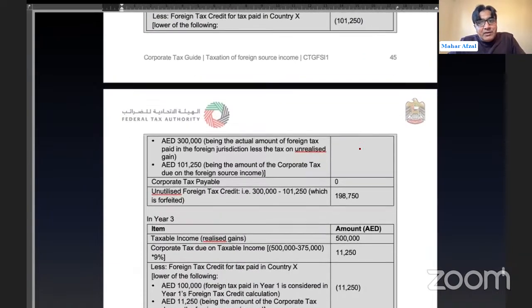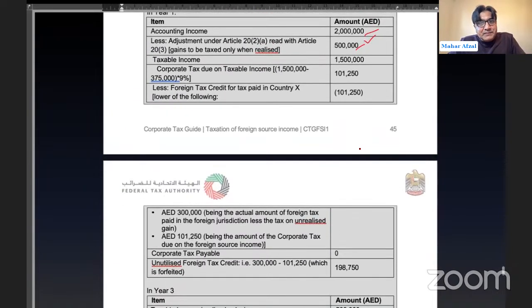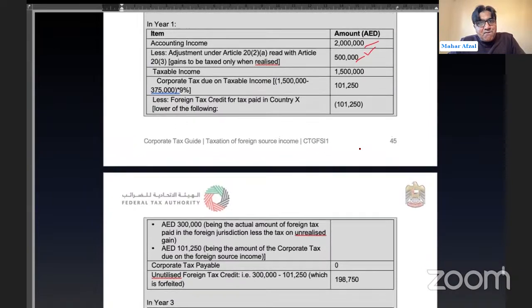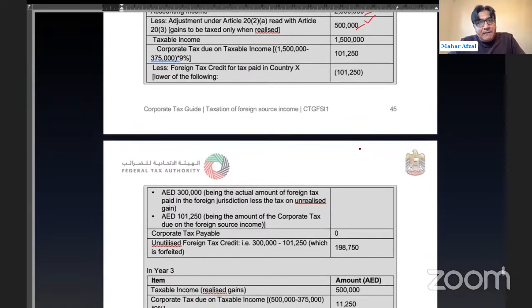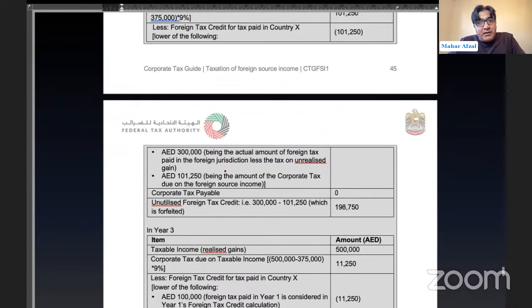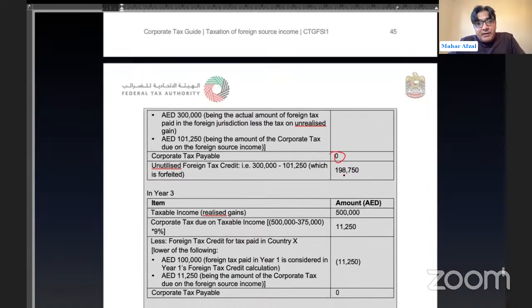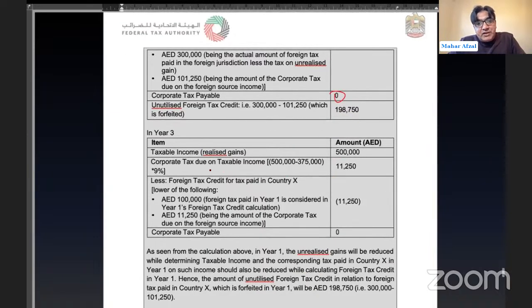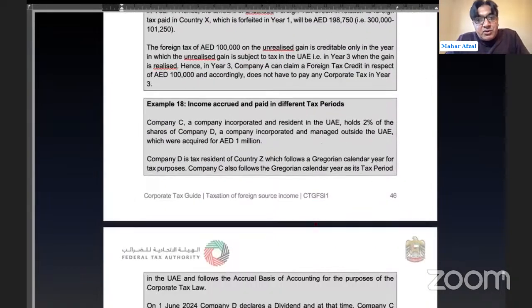Now in the same way, this is year one. You can see the corporate tax paid out of the UAE is zero because you have not paid anything. In year three, you will adjust it. Year three taxable income is how much? 500,000. Corporate tax is due on this. Then the tax paid on this, you will be able to claim. Anyway, you can go through this.